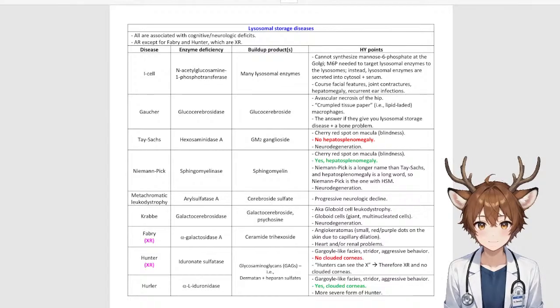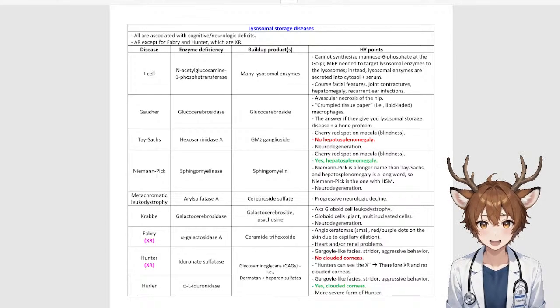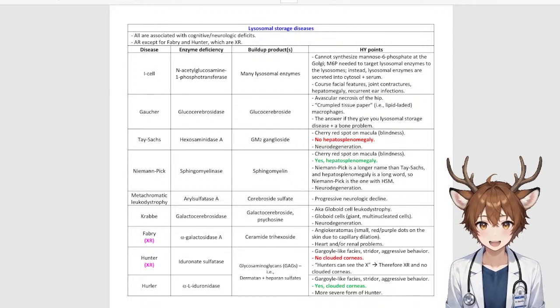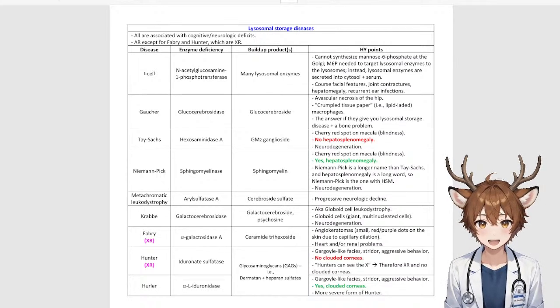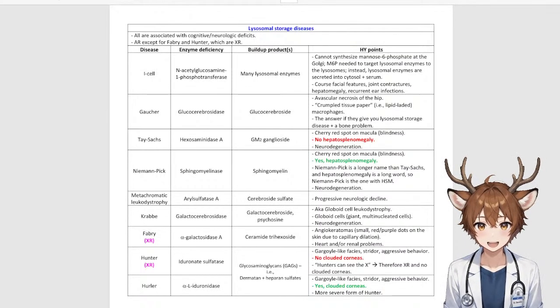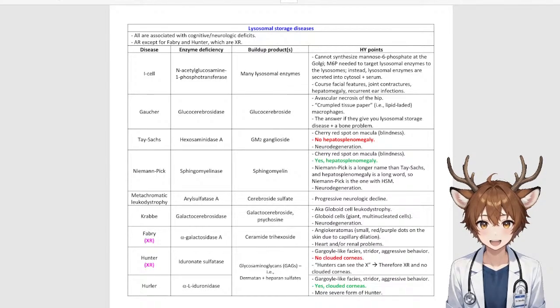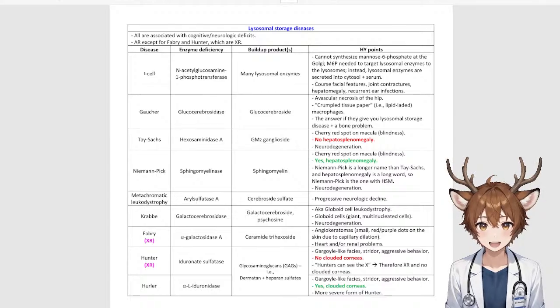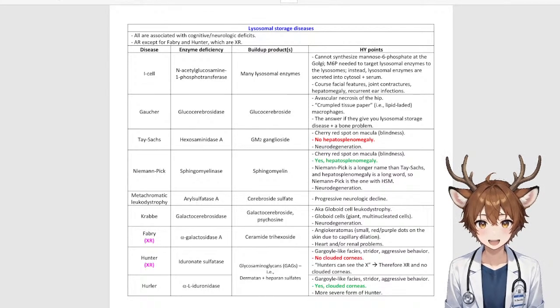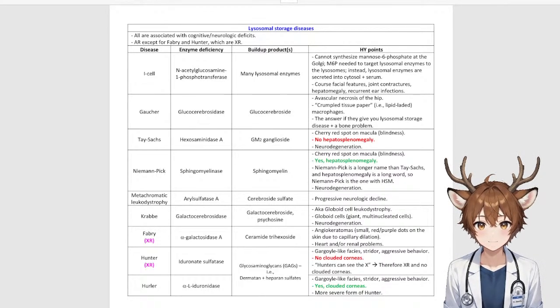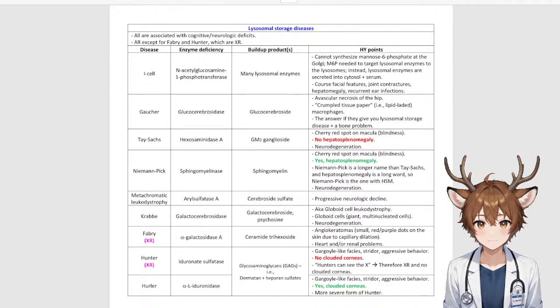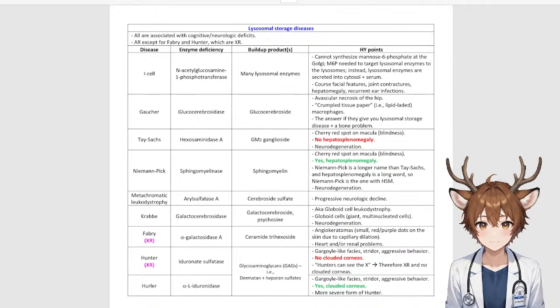Hurler's disease, alpha-L, will have an alpha-L iduronidase deficiency, leading also to the buildup of glycosaminoglycans like dermatan plus heparan sulfates, just like Hunter disease. However, Hurler's disease, gargoyle-like faces, sure, stridor, aggressive behavior just like Hunter's, but in this case you will have clouded corneas, and it's more severe than Hunter's. So Hurler's is worse than Hunter's.